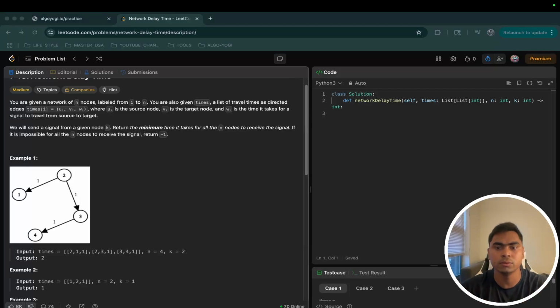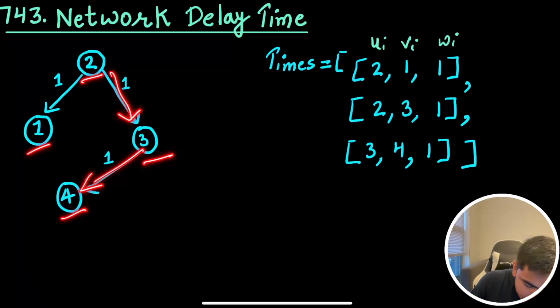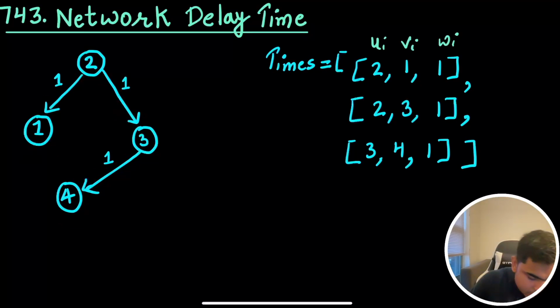Here, as you can see, I've drawn this first example graph, which is a directed graph. These are my vertices, these are my edges, and each edge has an assigned cost to it. Times is what is given to us, along with k and n, the number of nodes. K is the source node, and times is this list that has the source vertex, the destination vertex, and this is the cost from u to v.